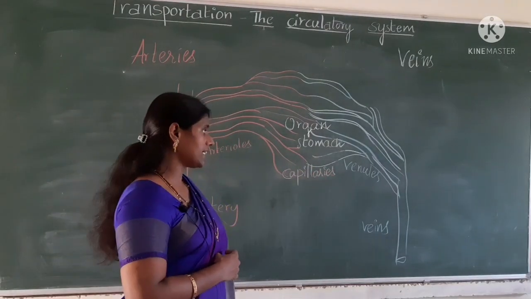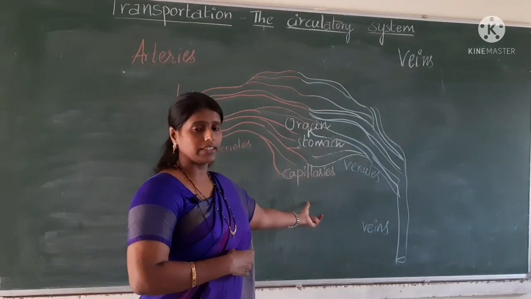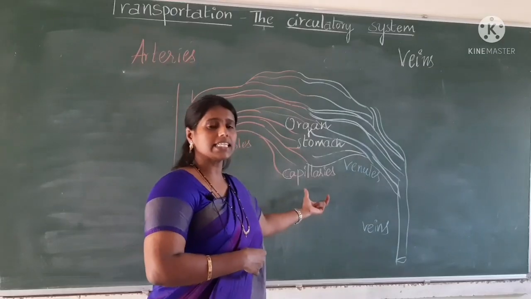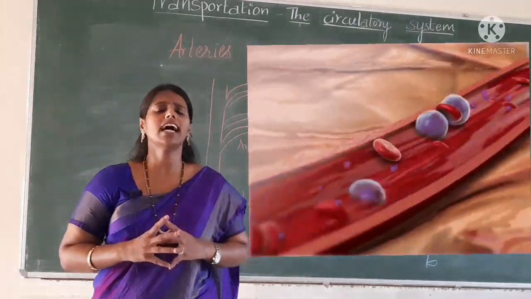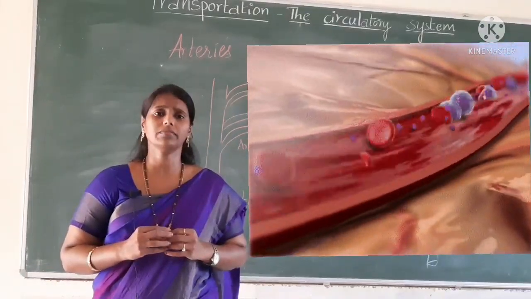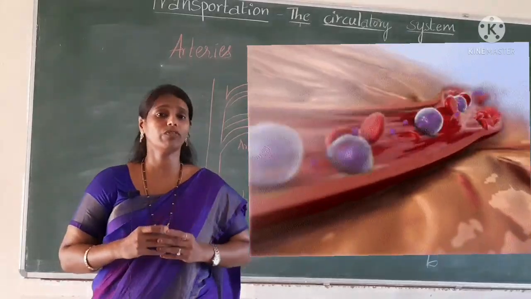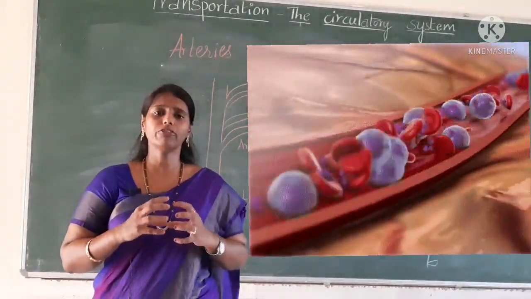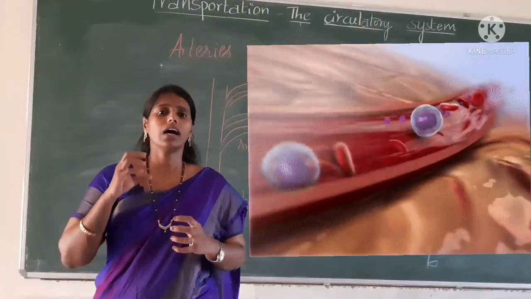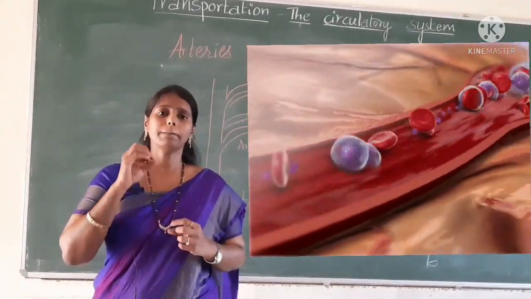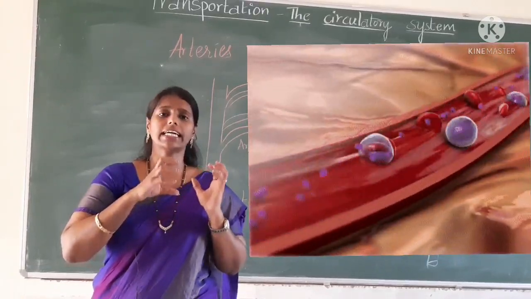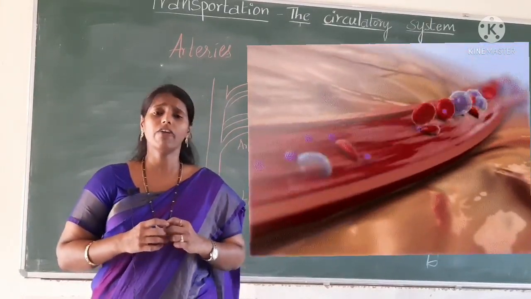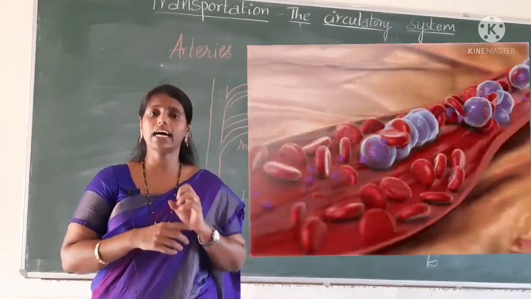Now, the arteries, they end in capillaries. The veins, they start from capillaries. The pressure inside the arteries is very high. It moves without valves in the form of spurts or pulsations. The flow of blood is like a pulse. That is why we measure the pulse at the artery only.